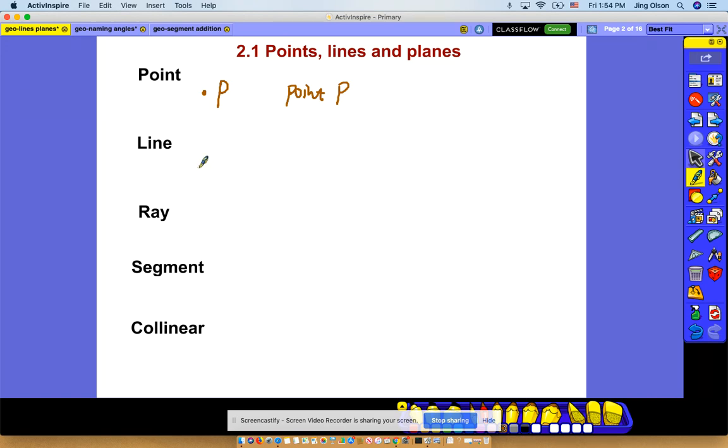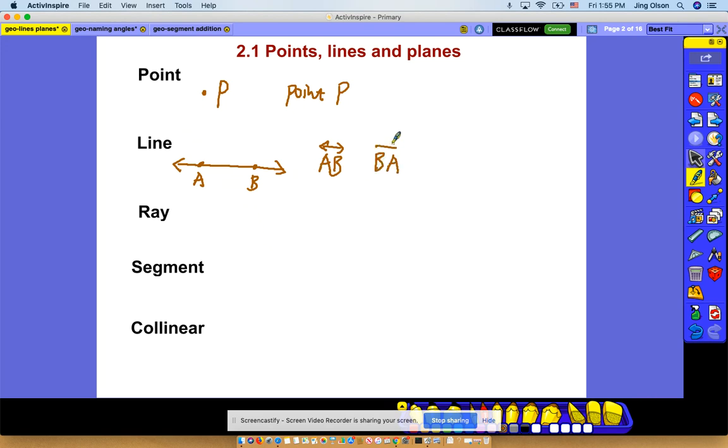A line is straight, first of all, and it goes on forever from both ends. So it goes infinitely to the left, infinitely to the right. For a line, there are a couple ways to write it. We can use 2 points on the line. Let's say there's a point A, point B. We can write down line AB. Make sure you have 2 arrows.